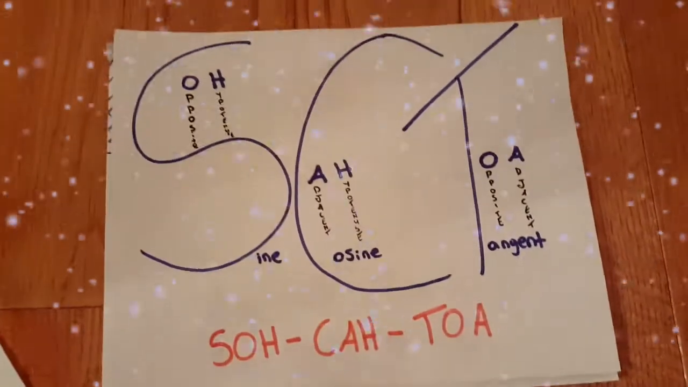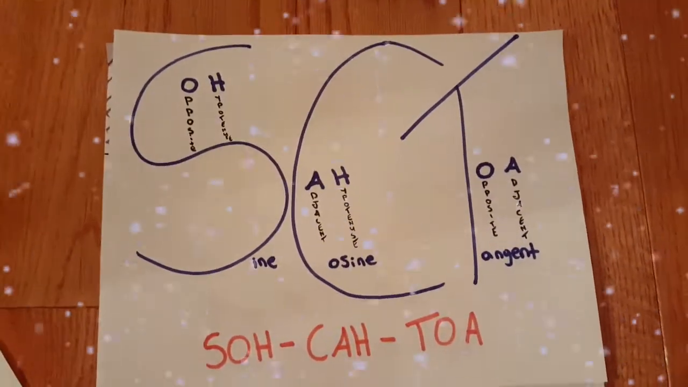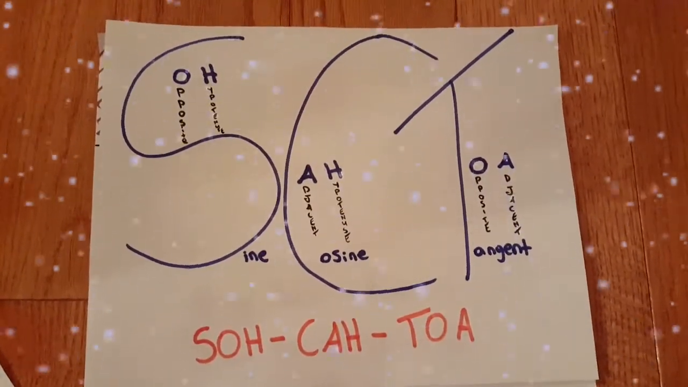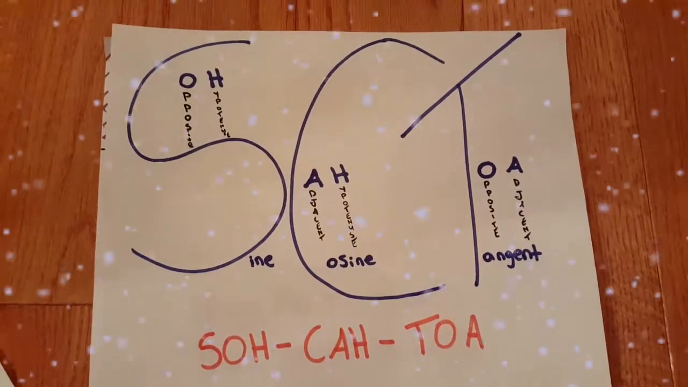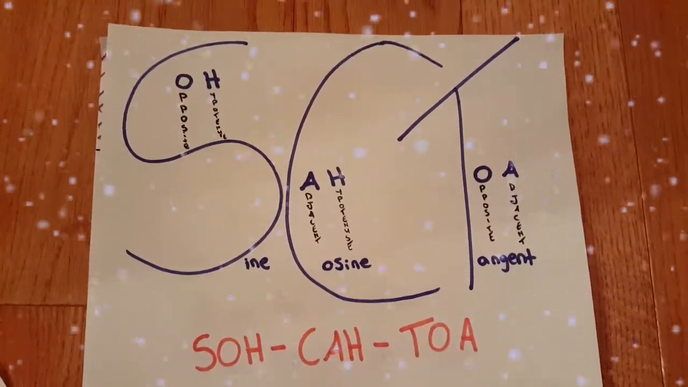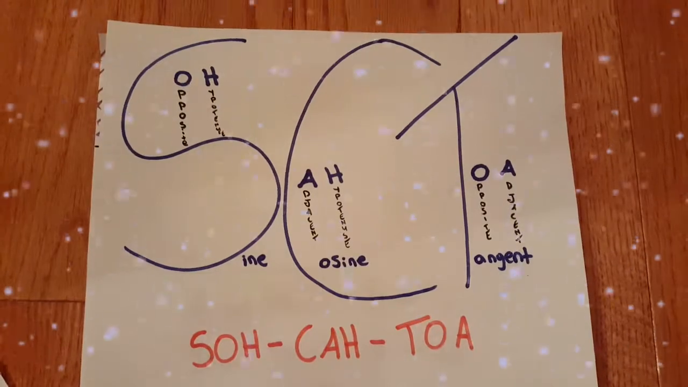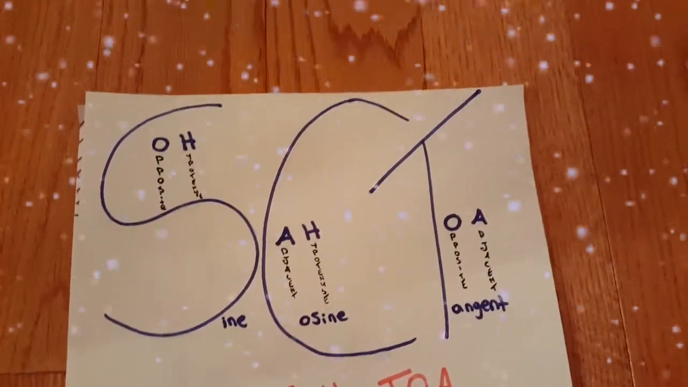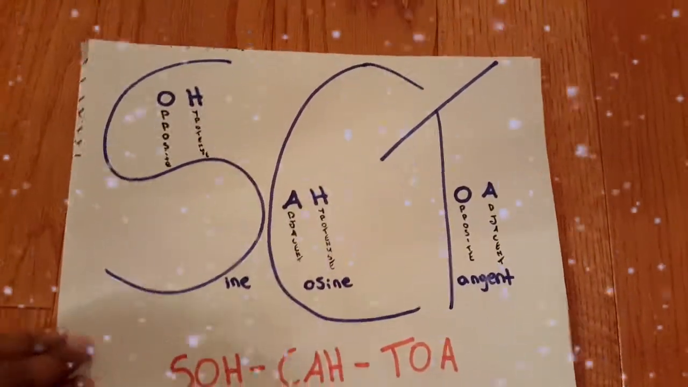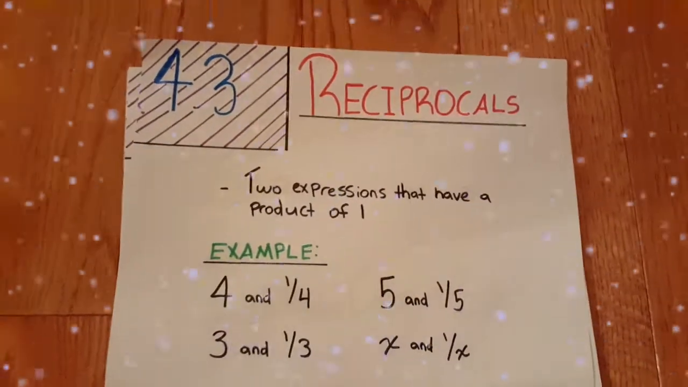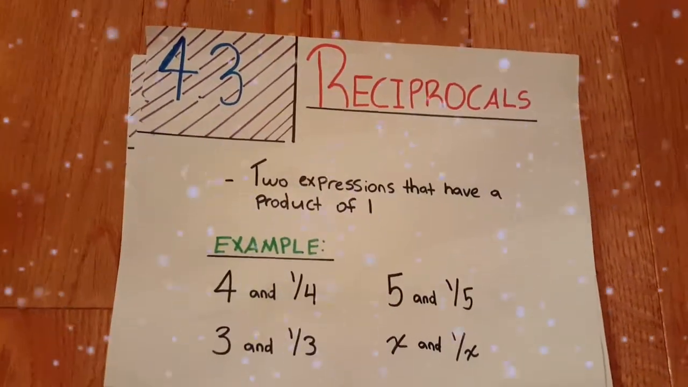Before we start the lesson, remember what SOHCAHTOA is: sine, cosine, and tangent. To calculate sine, opposite over hypotenuse; cosine, adjacent over hypotenuse; and tangent, opposite over adjacent. Now, what is reciprocal? This is what we need to know today.